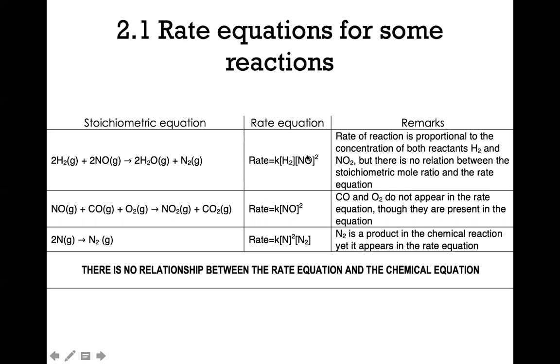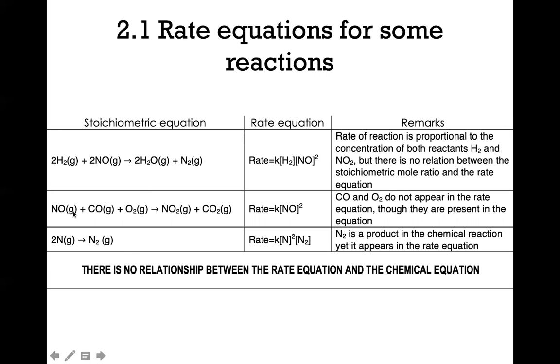Now you can see that the order has nothing to do with the stoichiometry. Yes, you may argue that nitrogen monoxide has a mole ratio of 2 and the order is also 2. That is just a coincidence. So for this reaction, the total order of reaction would be 3.